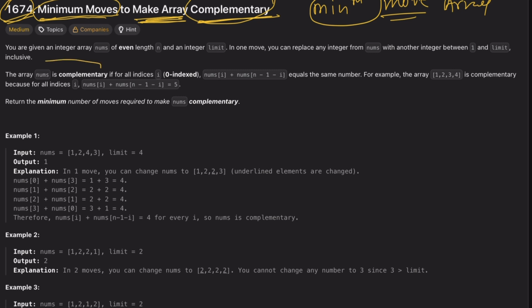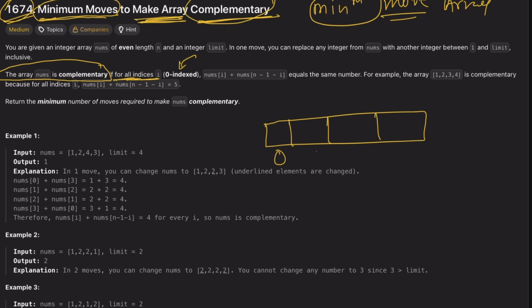It is saying that an array nums is complementary if, for all indices i, where i is zero-indexed. Zero index means the array we have been given starts from index zero onwards, like this. So if we say nums at i plus nums at n minus 1 minus i. Okay, so let's understand.